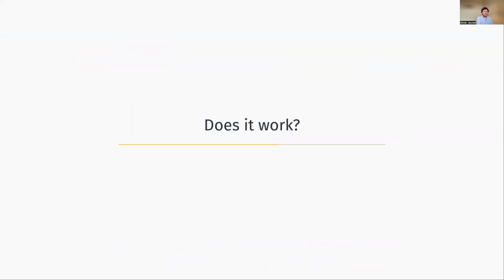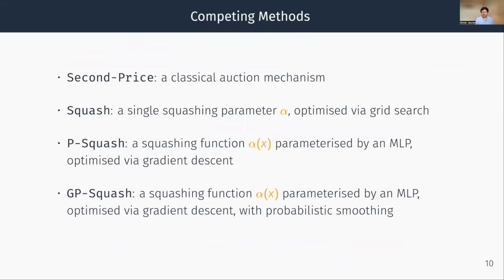All right, so that's the meat of the paper, but does it actually work? We'll look at four competing auction mechanisms. First, a classical second price mechanism, then a squashing mechanism with a single parameter alpha that we optimize via a grid search, then P squash, where we learn this function alpha of x via gradient descent, and GP squash, where we also leverage this Gumbel distributed smoothing during optimization. But we're still dealing with fully deterministic auction mechanisms.